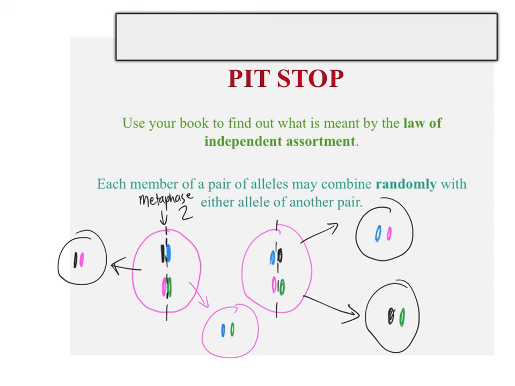So all of the gametes are completely random genetically. And that's really, really important to remember. That's a key source of variation from asexual reproduction or mitosis.